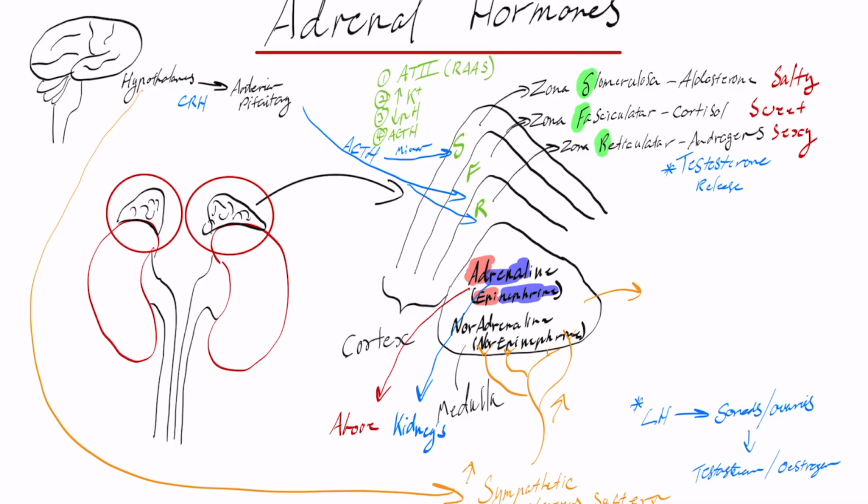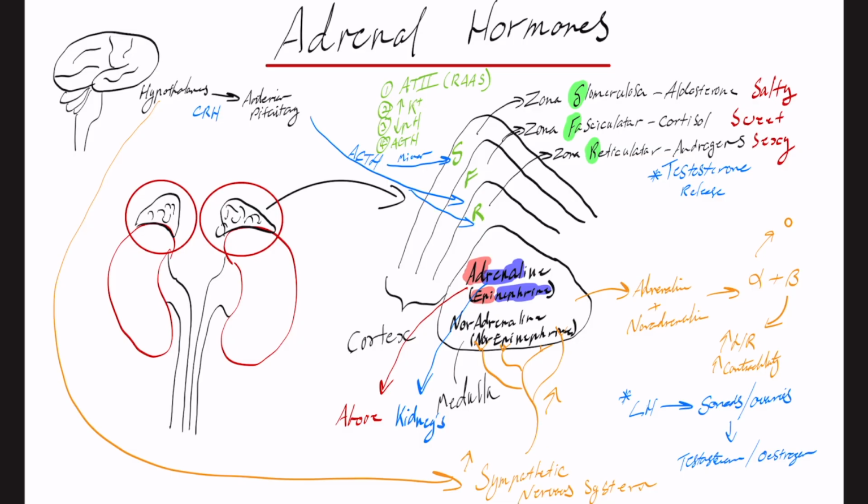So when stimulated, it will release adrenaline and noradrenaline into the bloodstream, which will have effects on alpha and beta receptors, with your alpha receptors mainly leading to vasoconstriction of arteries and veins, while the beta receptors mainly have their effects on the heart with increased heart rate and increased contractility.